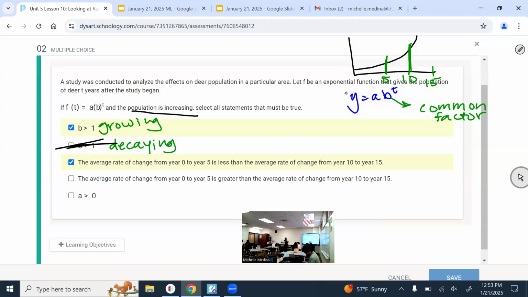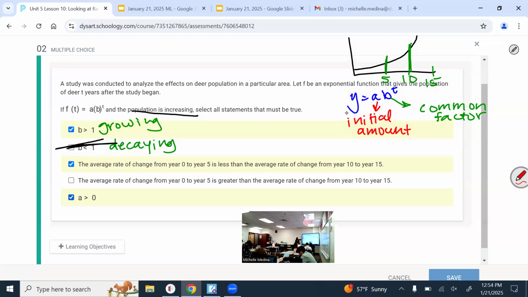And then lastly, A is greater than 0. So what is A in our exponential functions? A stands for the initial amount. So does that make sense? Does our initial amount have to be greater than 0? Yeah, because we're talking about deer. In order for our deer to increase, I have to have deer to start with, right? So this would have to be greater than 0 in order for it to make sense in the problem.